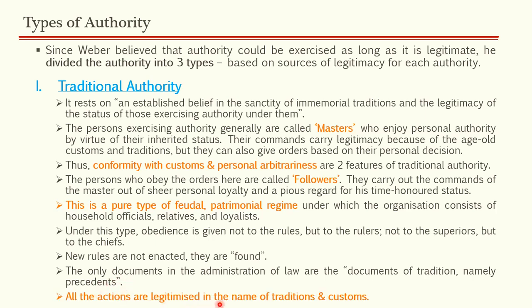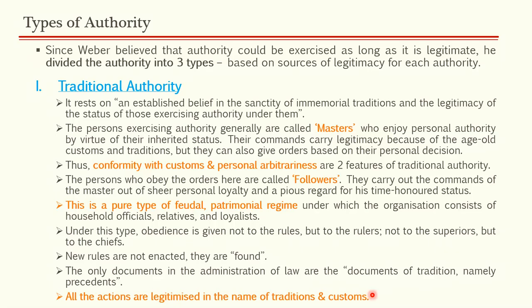All the actions are legitimized in the name of traditions and customs. So whatever actions the ruler takes, it is all legitimate, it is all valid as long as it is legitimized in the name of traditions and customs. So this is nothing but the first type of authority, traditional authority. So what is the source of legitimacy of traditional authority?